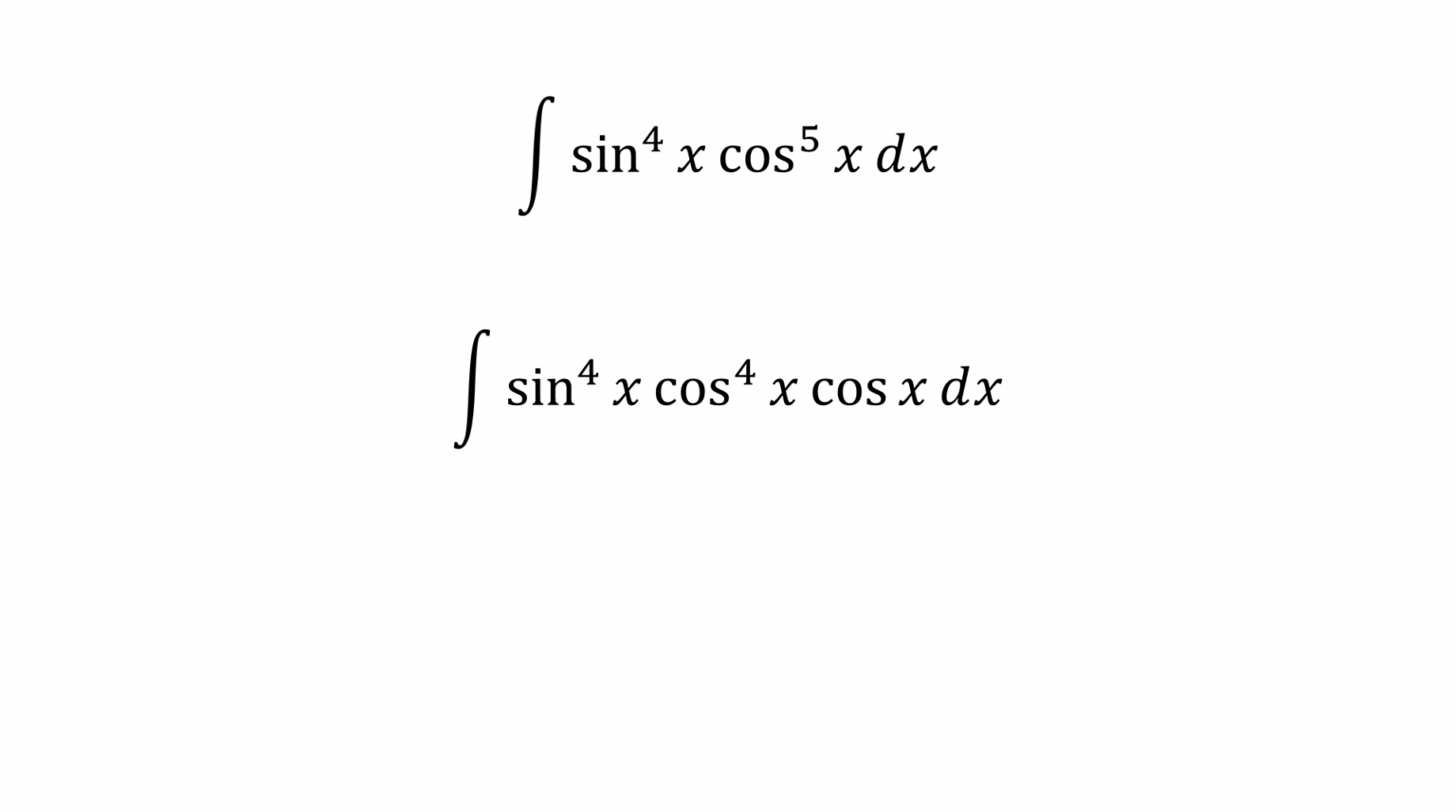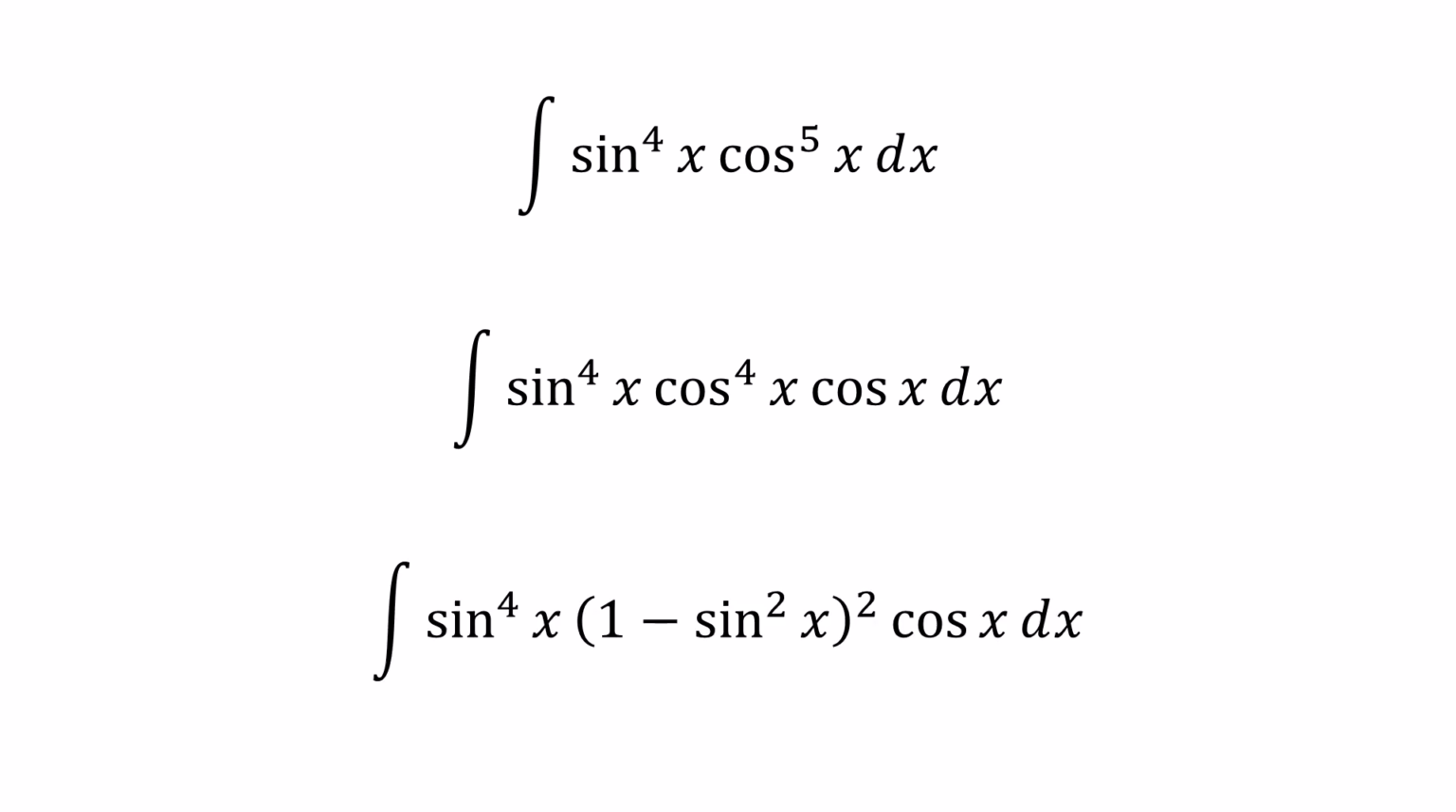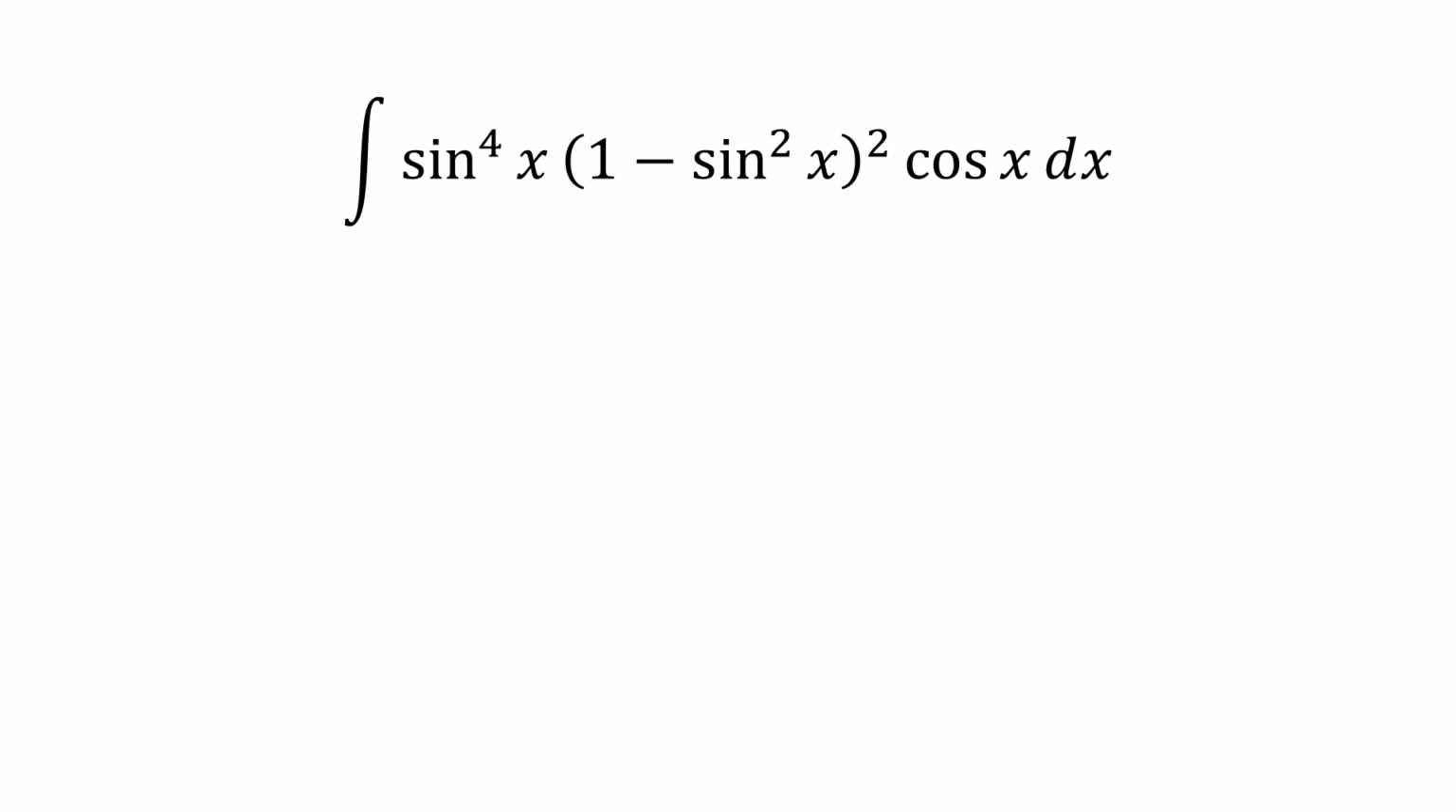This gives the integral of sine to the fourth of x times 1 minus sine squared of x squared cosine of x dx. Next, we let u equals sine of x. The differential is then du equals cosine of x dx.